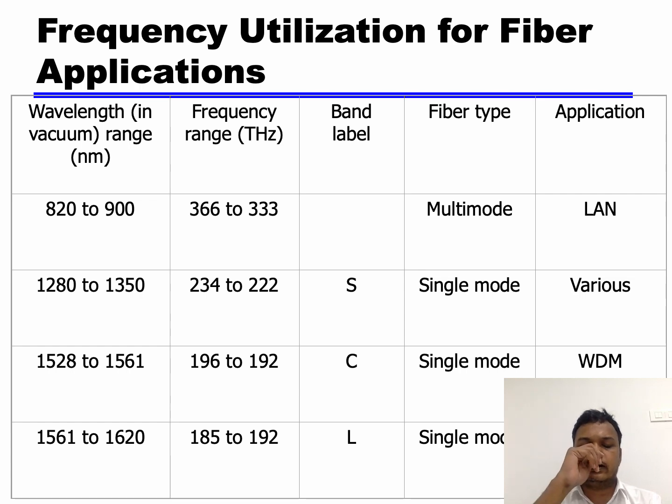For the wavelength range of 1528 to 1561, the frequency range is 196 to 192, and the band label is C. It is used with the single mode fiber type, and it supports wavelength division multiplexing. Similarly, for 1561 to 1620, the frequency range is 185 to 192. The band label is L. The fiber used is single mode, and this also supports wavelength division multiplexing.